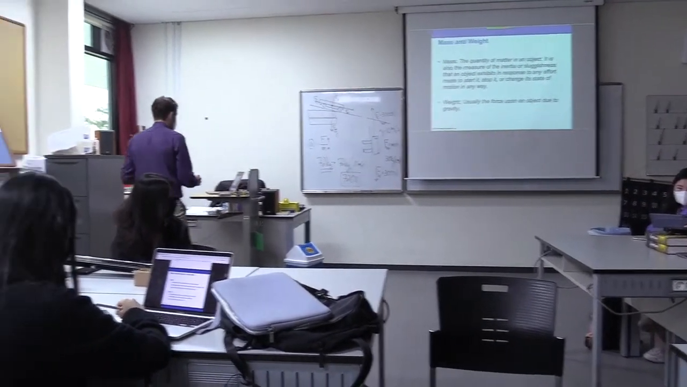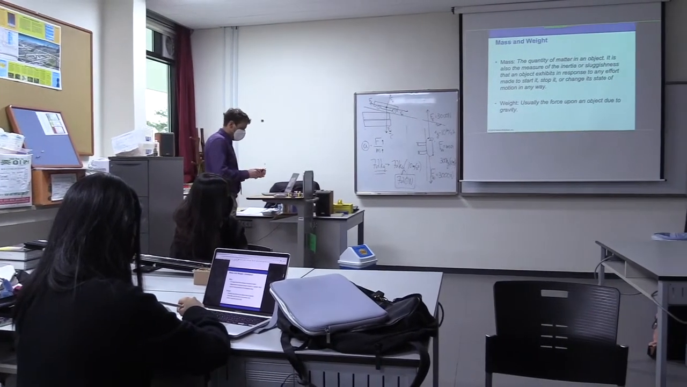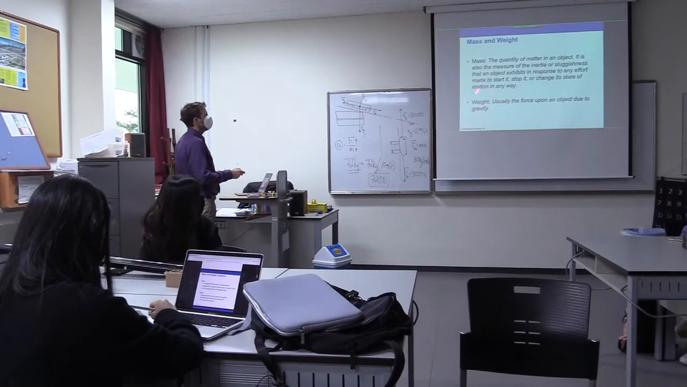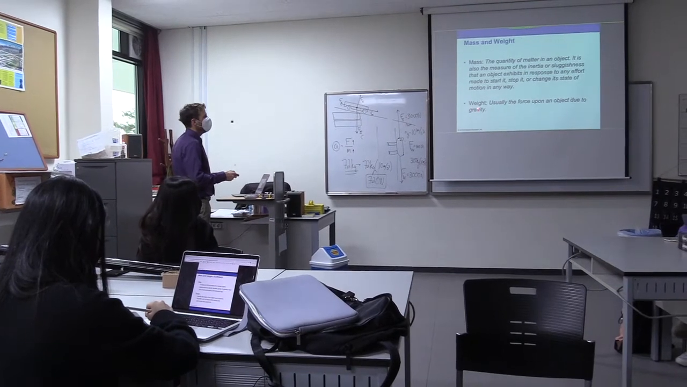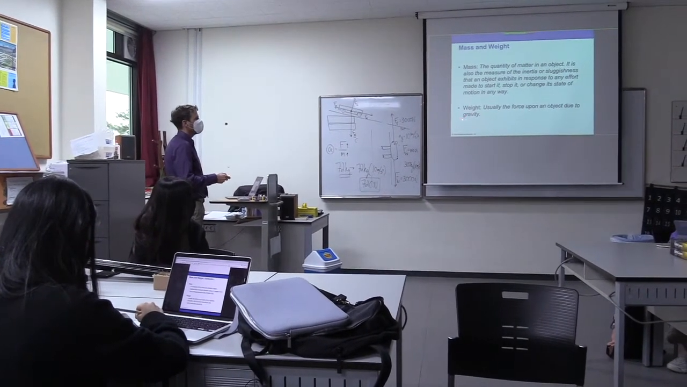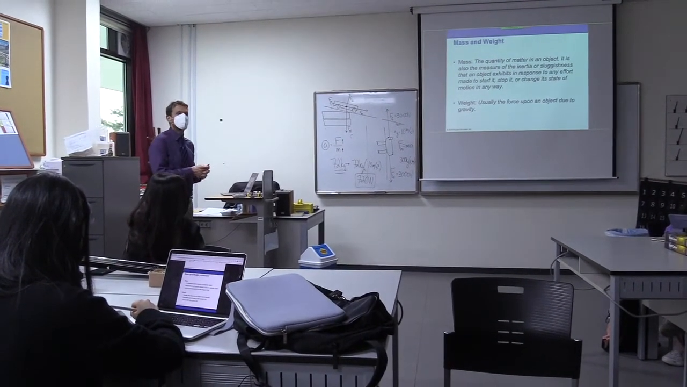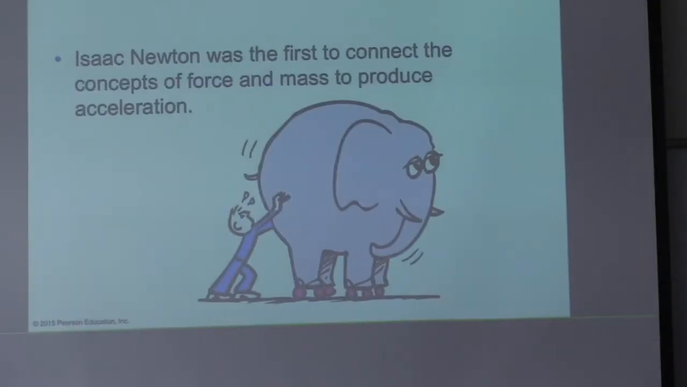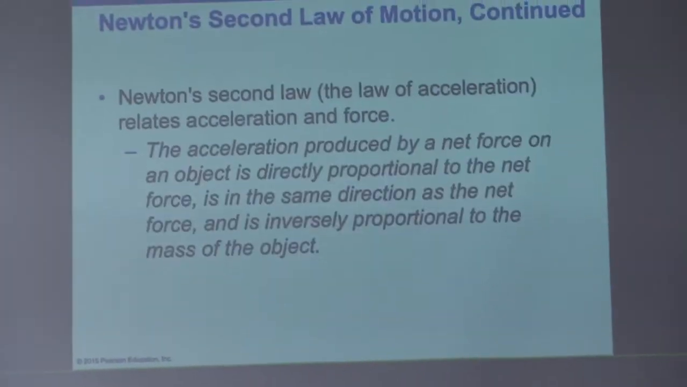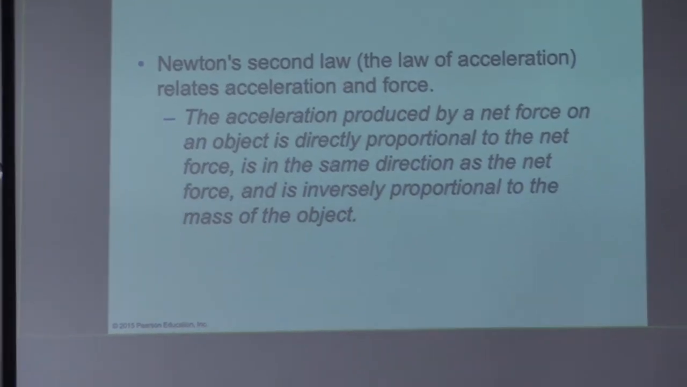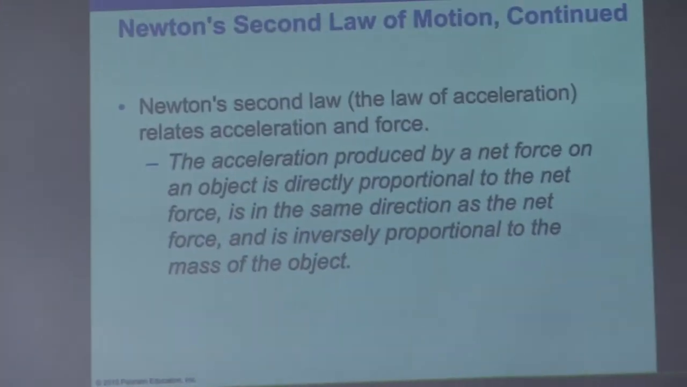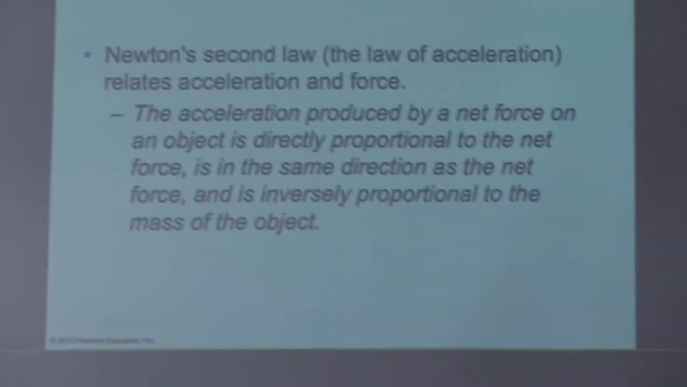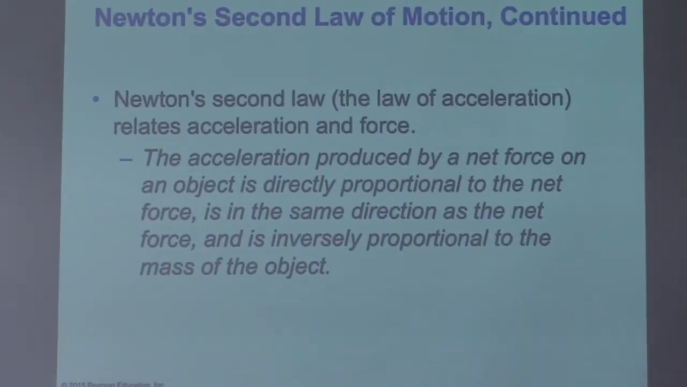Okay? So, on this slide, you'll notice the difference between mass and weight. Weight is the force upon an object due to gravity. Mass is just the quantity of matter. Second law, the definition that you need to know and memorize is right here. Remember, first law was the law of inertia. The second law is the law of acceleration.